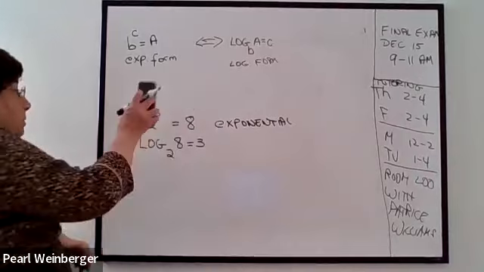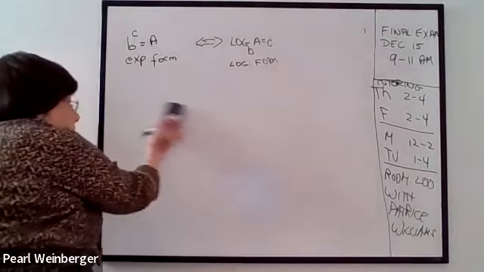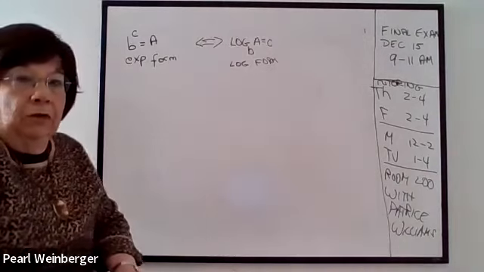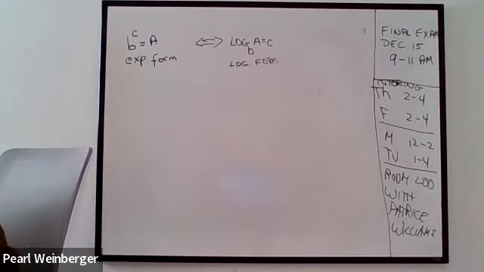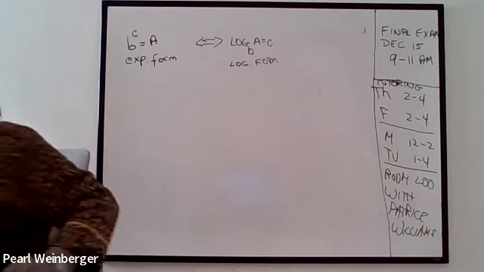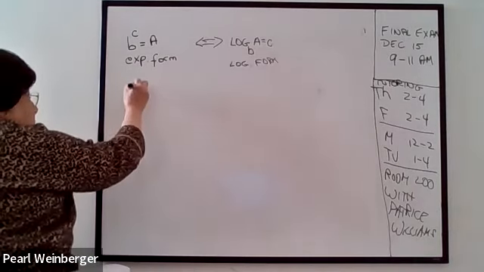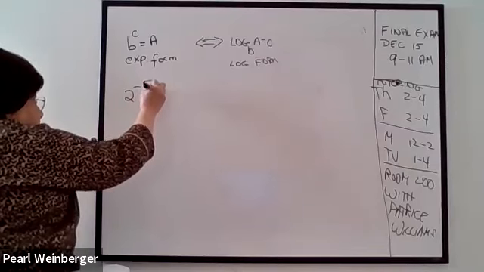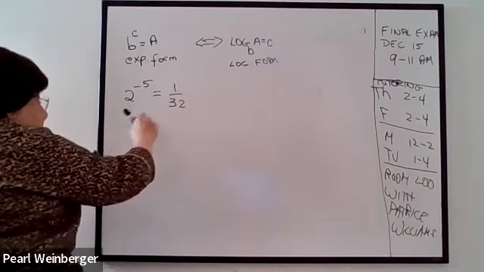Okay, I'm going to write something in exponential form. I'm going to give you a couple minutes to see if you can write it in logarithmic form. Let's say I write this statement: 2 to the negative 5 equals 1 over 32. Now, this is a true statement.